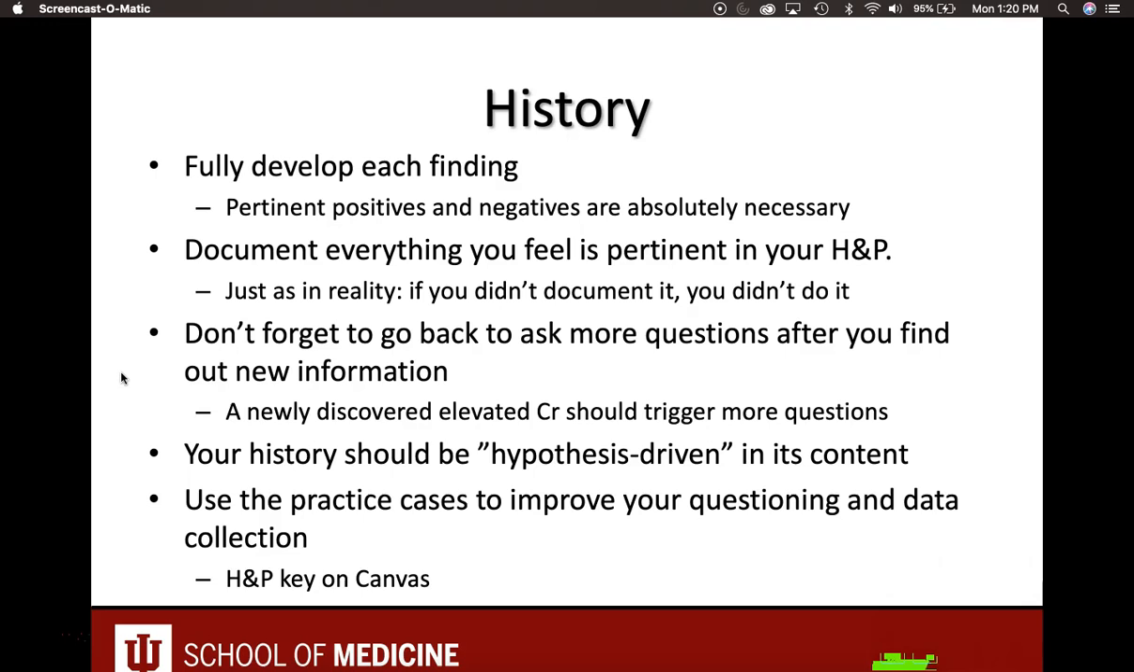Use the practice cases to improve your questioning and data collection. These cases have H&P keys on Canvas, as I mentioned previously, that you can use to compare your own performance to that of your course leadership and consider what you would do differently on the subsequent cases.